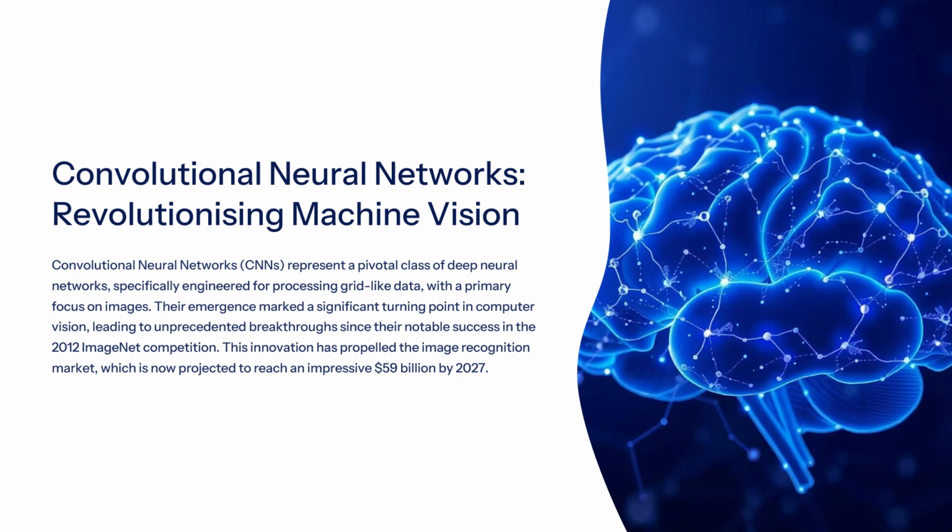Convolutional neural networks, CNNs, represent a pivotal class of deep neural networks specifically engineered for processing grid-like data with a primary focus on images. Their emergence marked a significant turning point in computer vision, leading to unprecedented breakthroughs since their notable success in the 2012 ImageNet competition. This innovation has toppled the image recognition market, which is now projected to reach an impressive 59 billion by 2027.